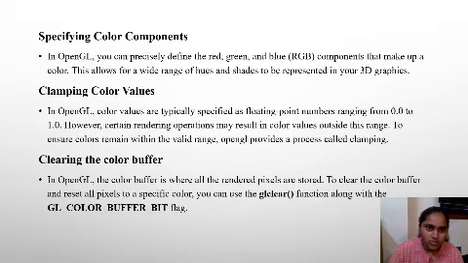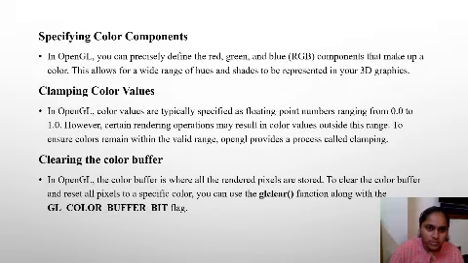Specifying color components. In OpenGL, you can precisely define the red, green and blue components that make up a color. This allows for a wide range of hues and shades to be represented in your 3D graphics. Clamping color values. In OpenGL, color values are typically specified as floating point numbers ranging from 0 to 1. However, certain rendering operations may result in color values outside this range. To ensure colors remain within the valid range, OpenGL provides a process called clamping.